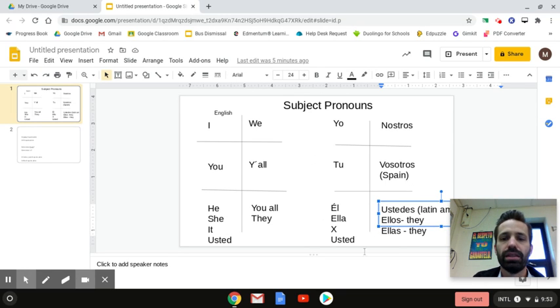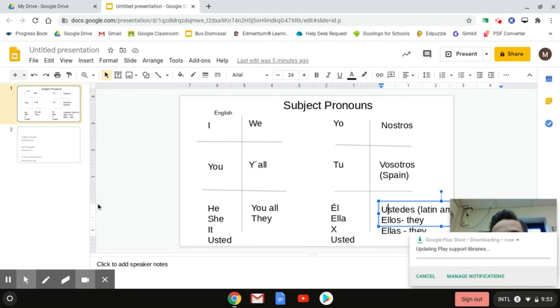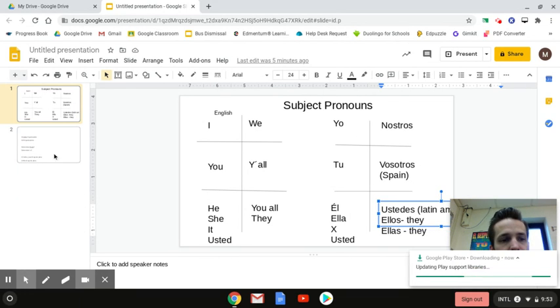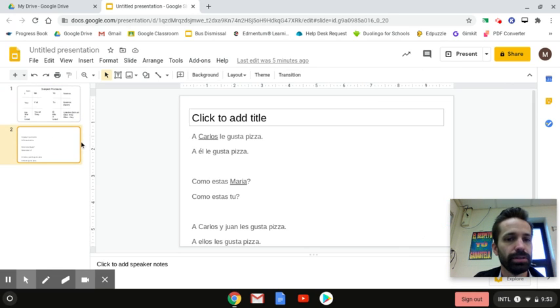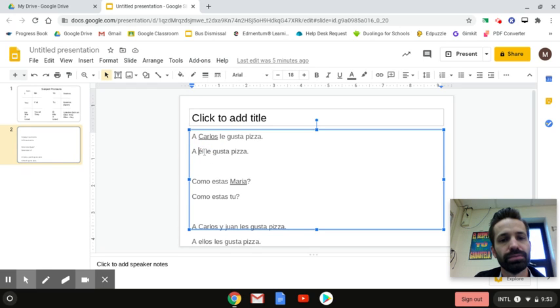These are used to replace names and things in sentences because it can become very obnoxious to say people's names over and over and over in a sentence. So I wrote some examples out here. In a sentence like Carlos likes pizza, you can replace Carlos, which is a proper noun, with a subject pronoun, él. Now notice that a subject pronoun is the one who is performing the action in the verb. So that's what these are for: whoever is doing the action.